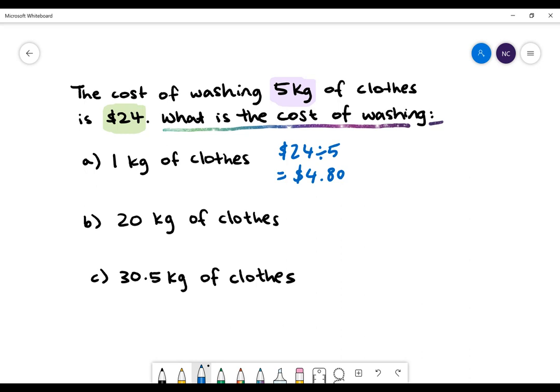For B, 20 kilograms of clothes, we're going to take our $4.80 that we found for 1 kilogram of clothing and multiply that by 20. So the cost of 20 kilograms of clothes is going to be $96. And finally, for 30.5 kilograms of clothes, we're going to take the $4.80 and multiply it by 30.5 kilograms, and we're going to have $146.40.